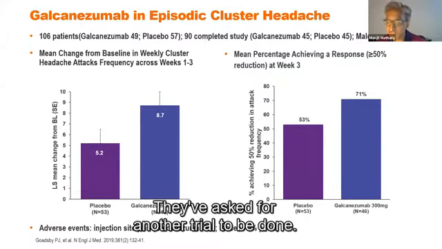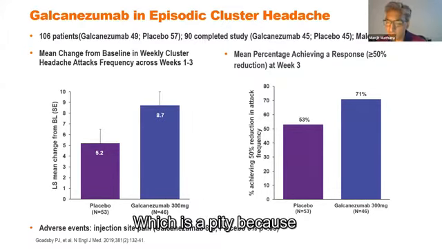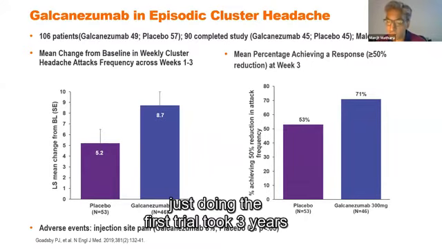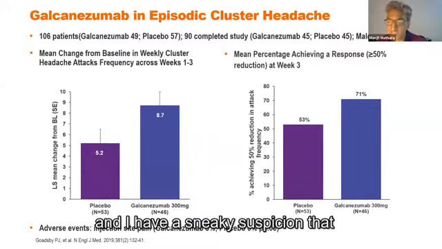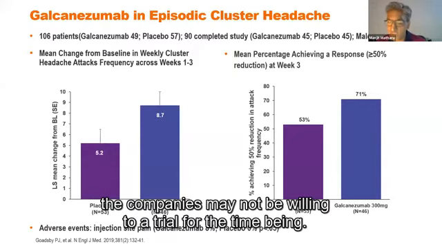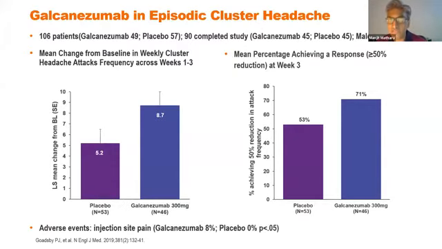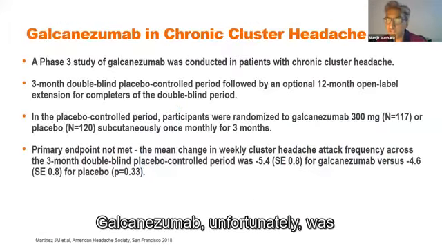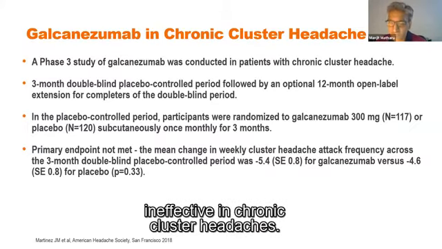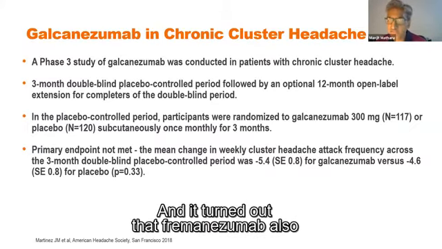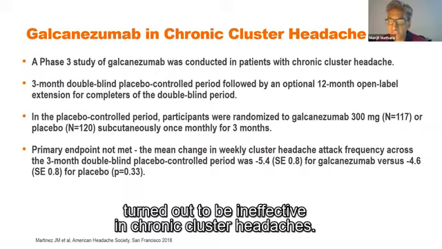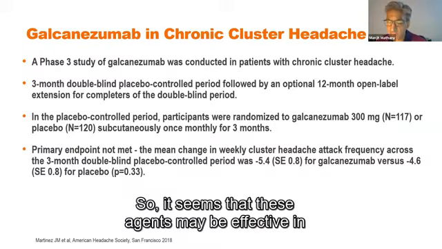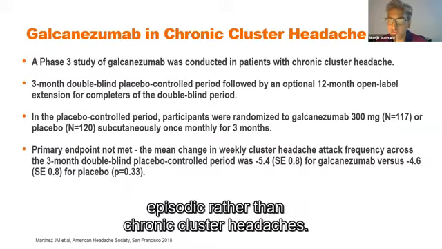They've asked for another trial to be done, which is a pity because just doing the first trial took 3 years, and I have a sneaky suspicion that the companies may not be willing to do a trial for the time being. Galcanezumab, unfortunately, was ineffective in chronic cluster headache, and it turned out that fremanezumab was also ineffective in chronic cluster headache. So it seems that these agents may be effective in episodic rather than chronic cluster headache.